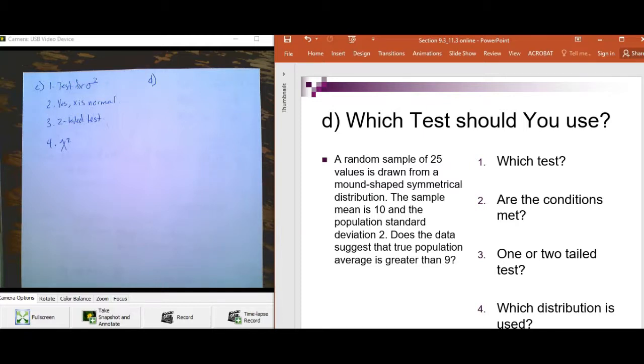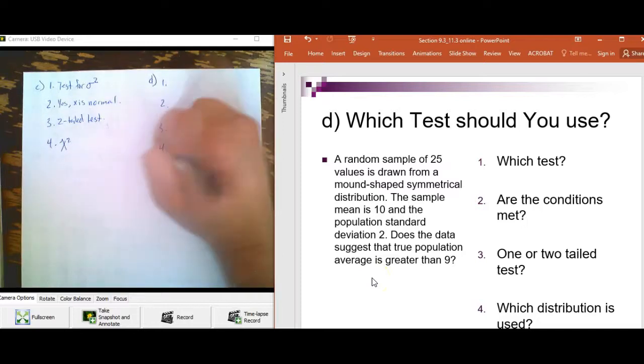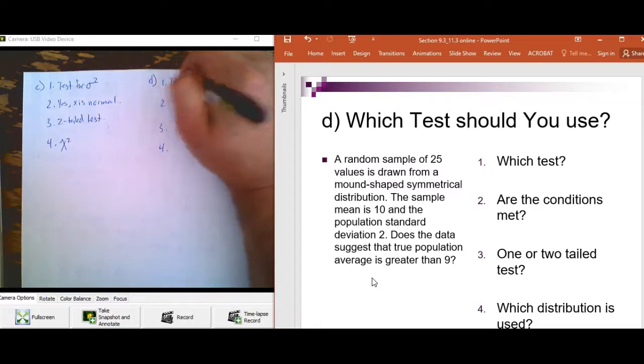So which test? Are we testing for an average, or a population proportion, or population variance? Well, here we're testing for the population average, so it's a test for mu.